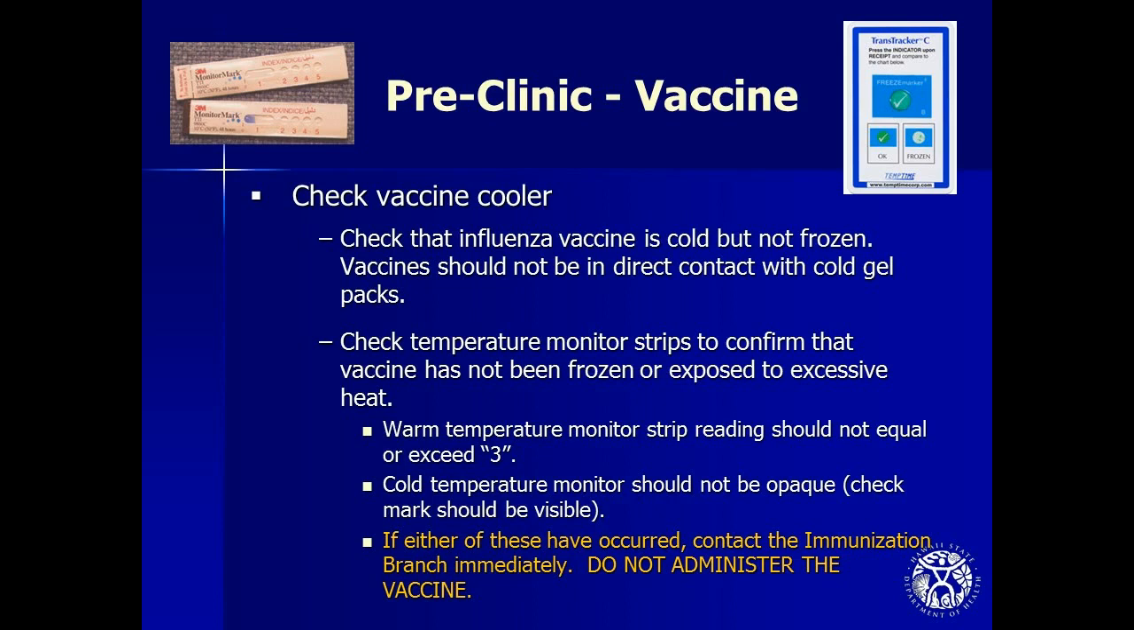A cold temperature monitor is pictured in the upper right-hand corner. The bubble should not be opaque, so the check mark should be visible. There is an example in the picture of what is okay, and what is frozen. If either monitor indicates that the temperature has gotten too warm or too cold, contact the immunization branch immediately. Do not administer the vaccine.